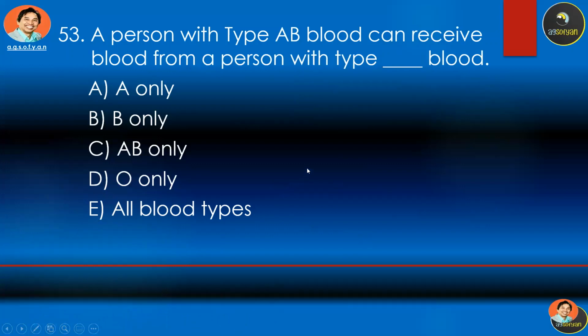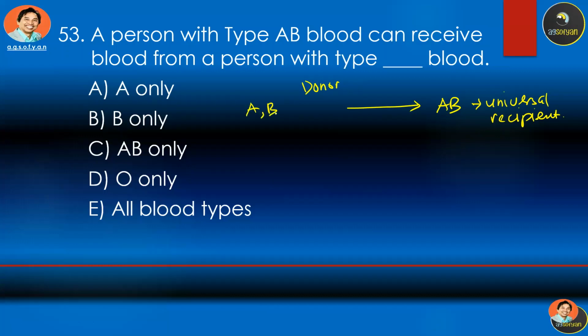A person with type AB blood can receive blood from a person with type blank blood. So AB is the universal recipient. It means that he can receive blood from any blood type. So A, B, AB, or O can give blood to an AB person. So all blood types can be donors for AB blood type.